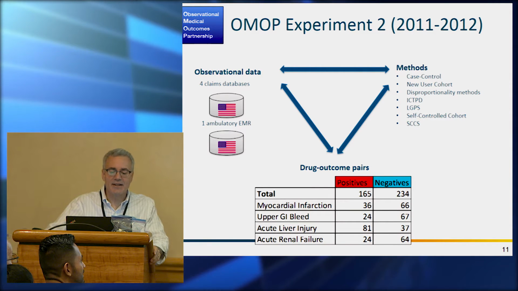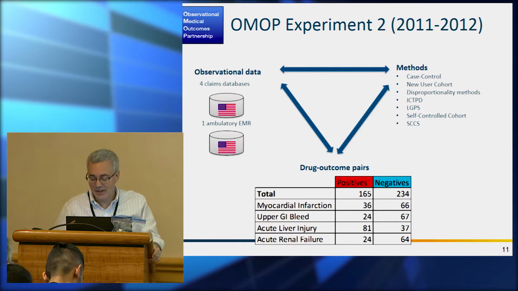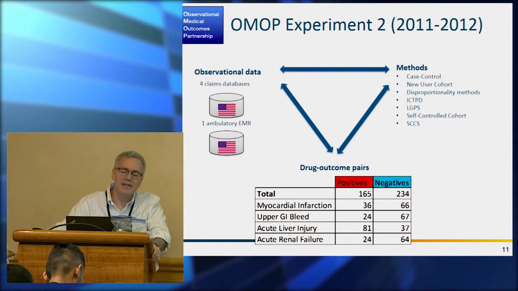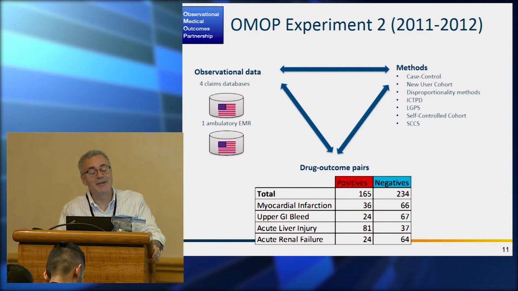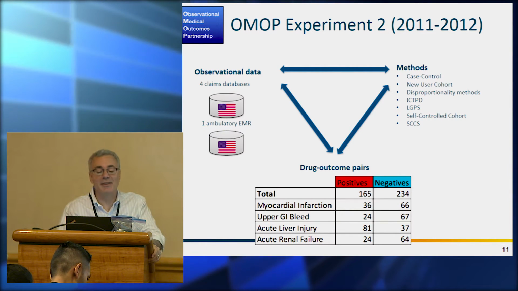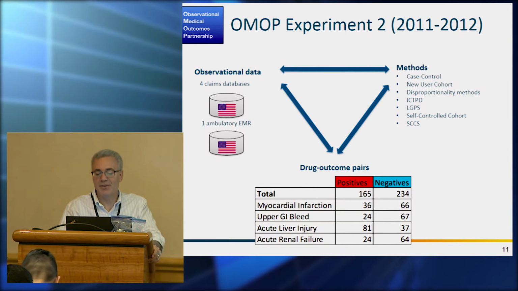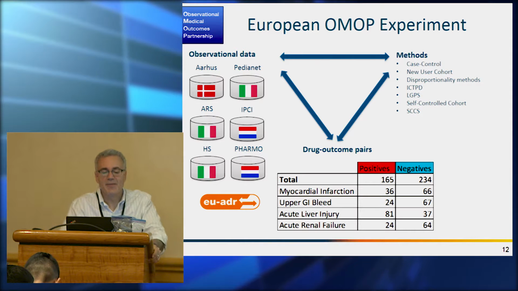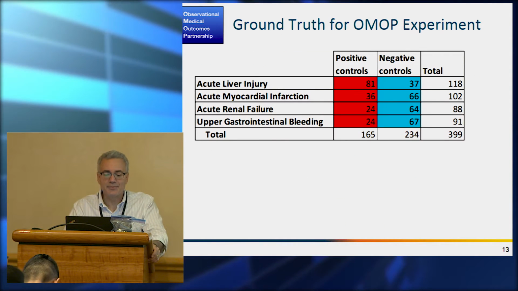against a number of claims databases and automated EHR. The bottom line was that they found variability among the databases, variability among the methods, but no one method always worked best. The experiment was repeated in Europe and found pretty much the same answer.